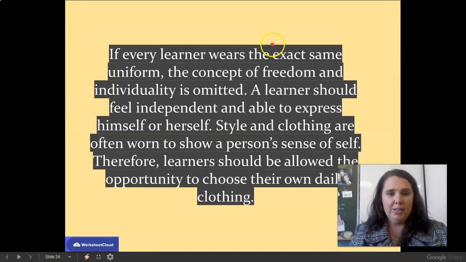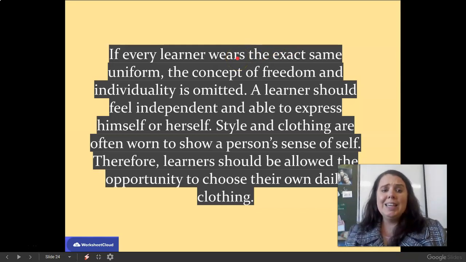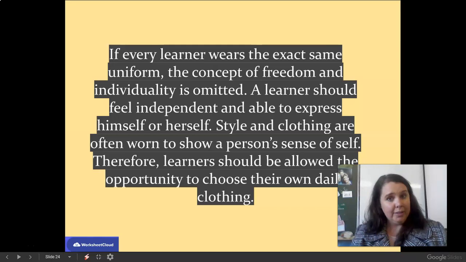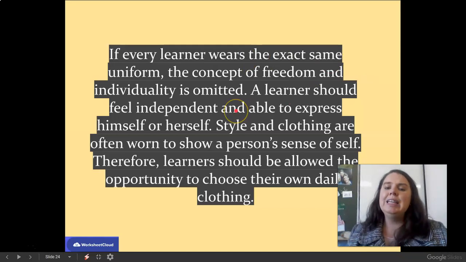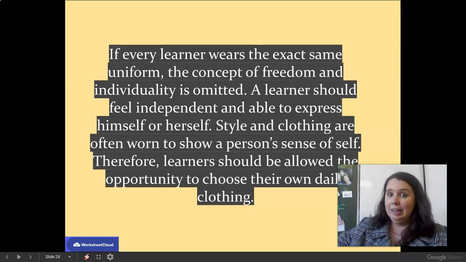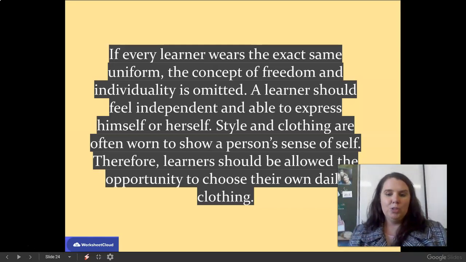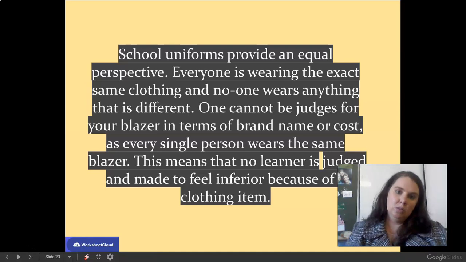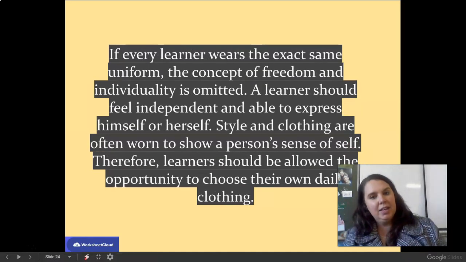So let's look at my point. If every learner wears the exact same uniform, the concept of freedom and individuality is omitted. So there's my point. Now let's explain and example. A learner should feel independent and able to express himself or herself. Style and clothing are often worn to show a person's sense of self. Therefore, link, learners should be allowed the opportunity to choose their own daily clothing. So I gave my for the arguments and I gave my against the arguments.